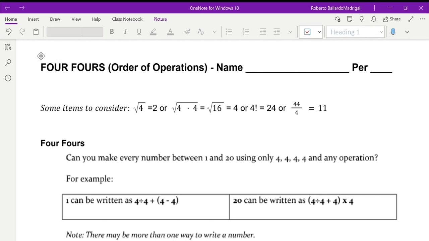So in front of you on your laptop, you should have this open, 4 4s, order of operations. Do me a favor and write your name, and this is period 6. You are going to be submitting the notes. So the classwork from today, you will be submitting it, which is why I'm asking you to write your name, so that I am able to give you points for the work that you've done in class.